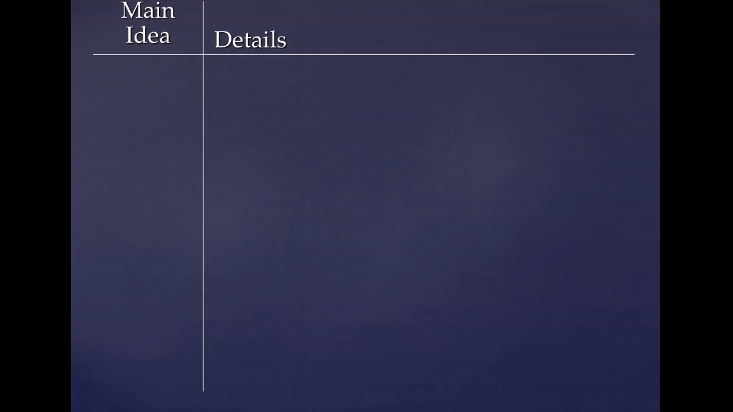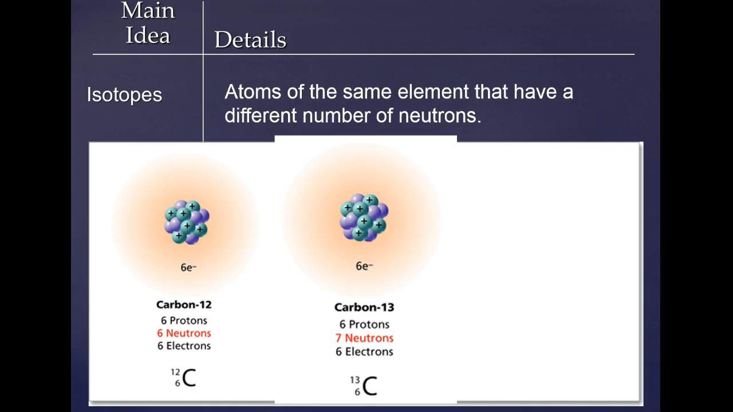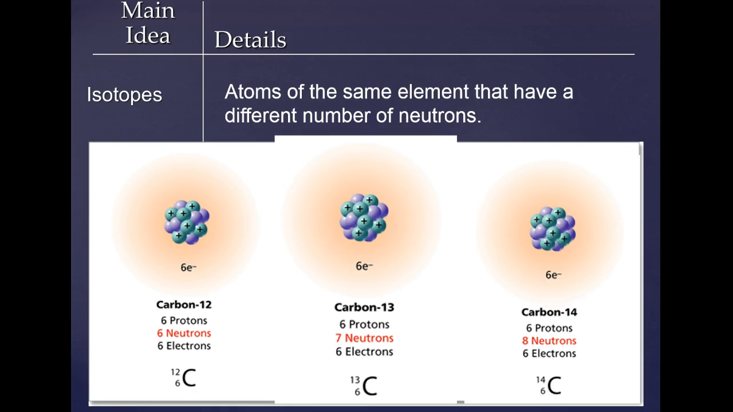Hello everyone, today we're going to be talking about isotopes. Isotopes are atoms of the same element that have different numbers of neutrons. You have this definition in your notes.